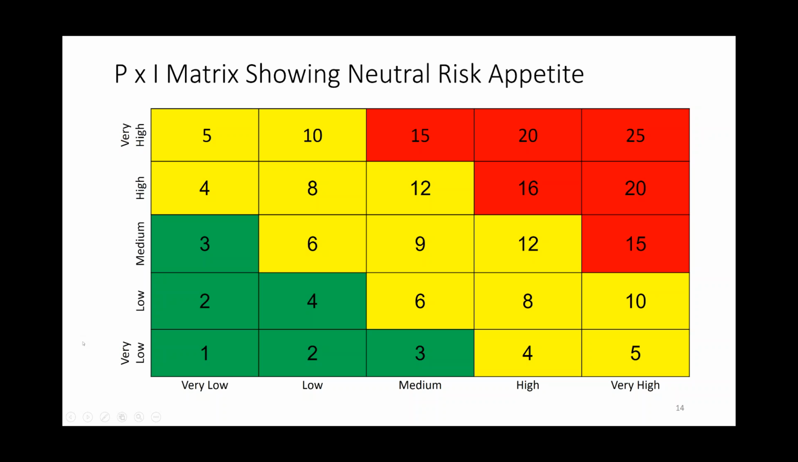Okay, so this way of showing the red, yellow, and green on this probability and impact matrix shows a balanced or a neutral risk appetite. In other words, I've got 6 boxes that are green, 6 boxes that are red, and the rest is yellow. So I'm pretty balanced here. I'm not risk averse. I'm not a risk taker. It's pretty much by the book, by the numbers. So now we'll look at this next slide.